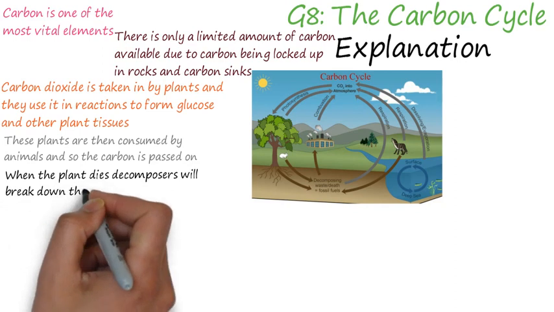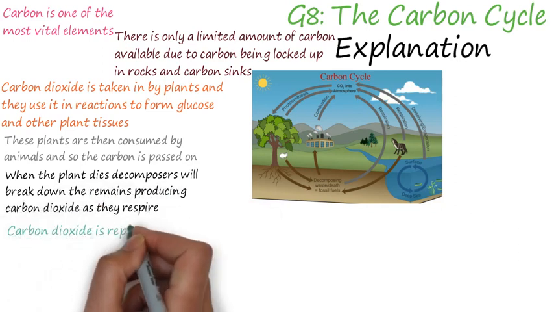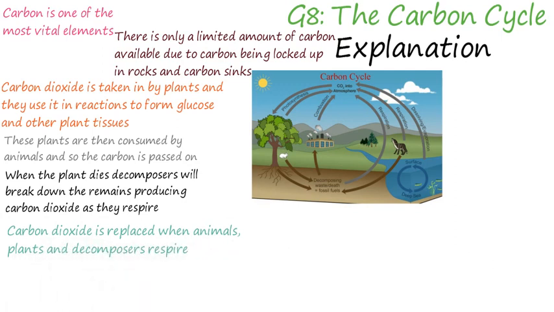Also, don't forget that when the plant dies, decomposers will break down the remains, and this process will produce carbon dioxide as the decomposers respire. Respiration also takes place in both animals and plants on a daily basis. This means carbon dioxide is returned when animals, plants and decomposers respire.